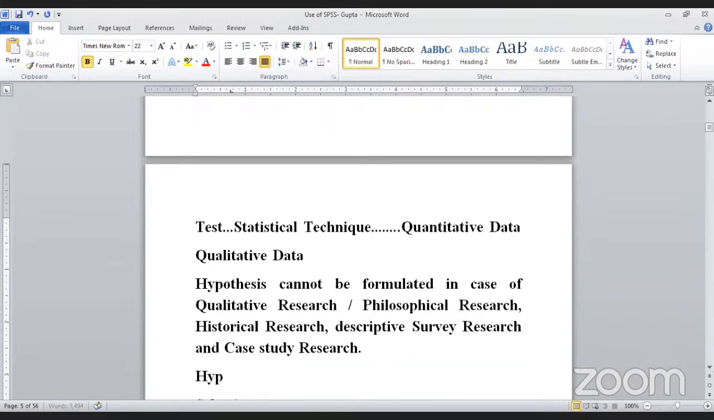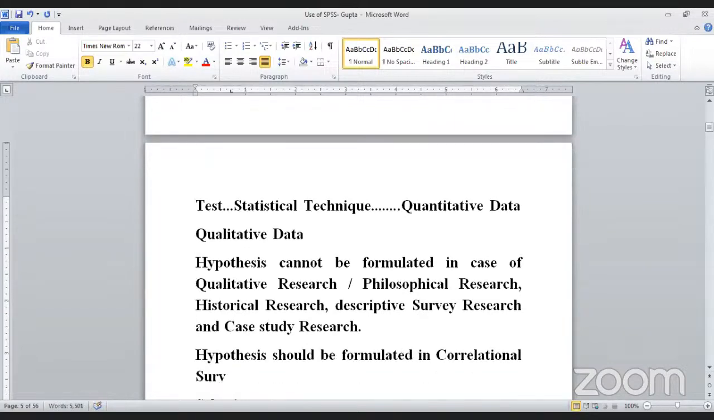But hypothesis should be formulated in correlational survey and experimental research. Now this is important. So therefore, the formulation of hypothesis will be a step only and only if you are doing the correlational survey research or you are doing an experimental research.